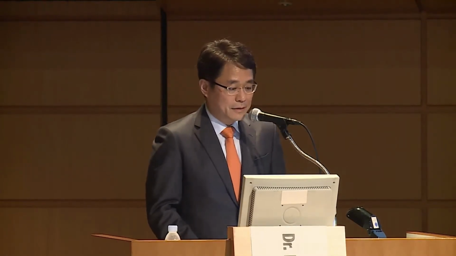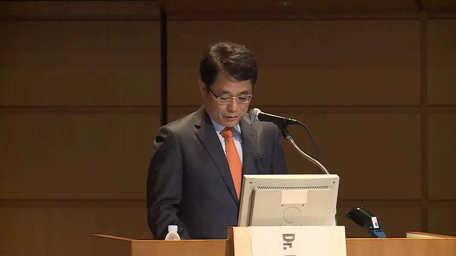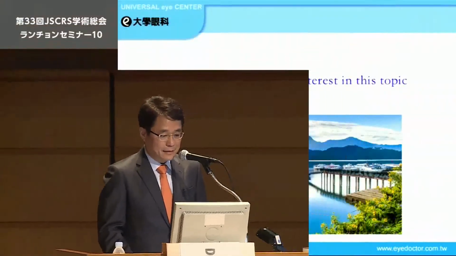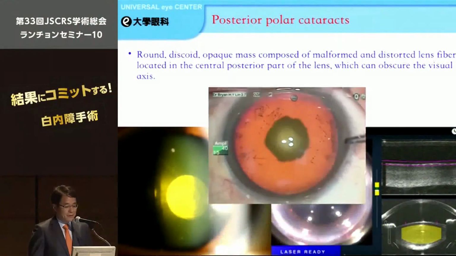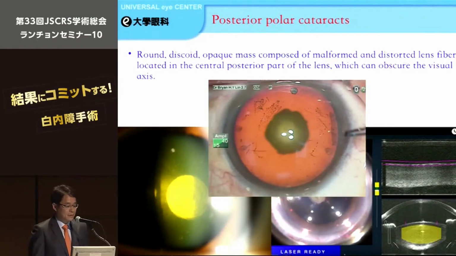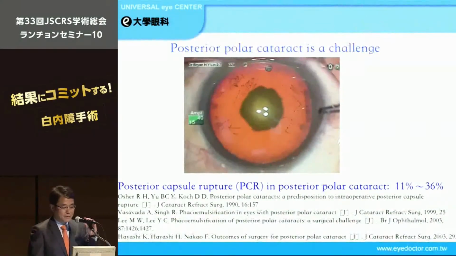The first topic is how to manage posterior polar cataract. Posterior polar cataract is a round discoid opaque mass located in the central posterior part of the lens, which can always obscure the visual axis. Clinical presentation reveals 11% to 36% PC rupture in posterior polar cataract surgery.